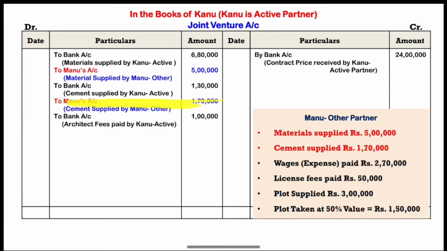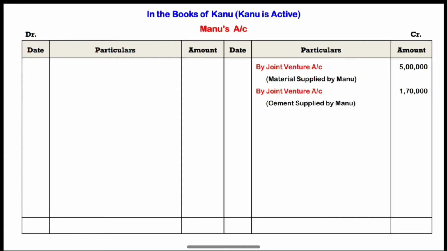અહીંયા જે મનુ ટ્રાન્સફર કરે છે એટલે મનુના અકાઉન્ટમાં પણ આપણે આની ઇફેક્ટ આપીશું. 5 lakh, 1,70,000. Clear. Second effect, in Manu's account on credit side by joint venture account, 5 lakh. This is material supplied by other partner, and by joint venture, cement supplied by other partner, 1,70,000.